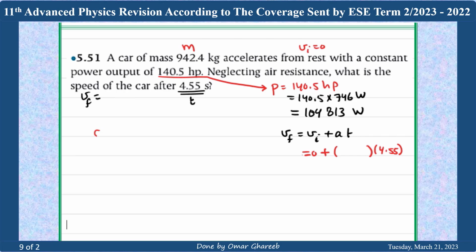If you need to find the acceleration, go to Newton's second law. The force, we don't know. Oh, it's a big problem. We have the mass, but we don't have the force. Recall that the power is F V times cosine theta. Okay, so what is V? I need V.